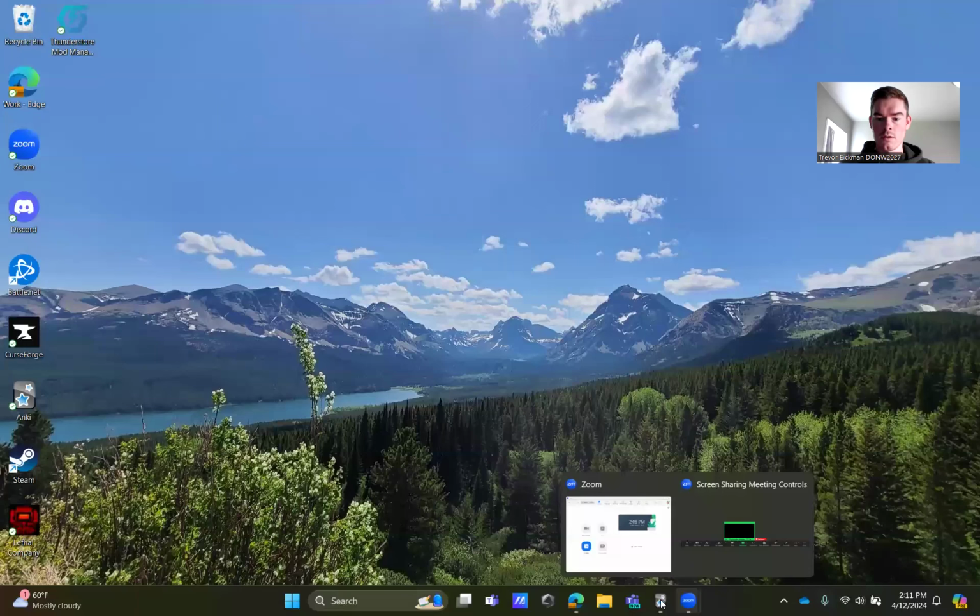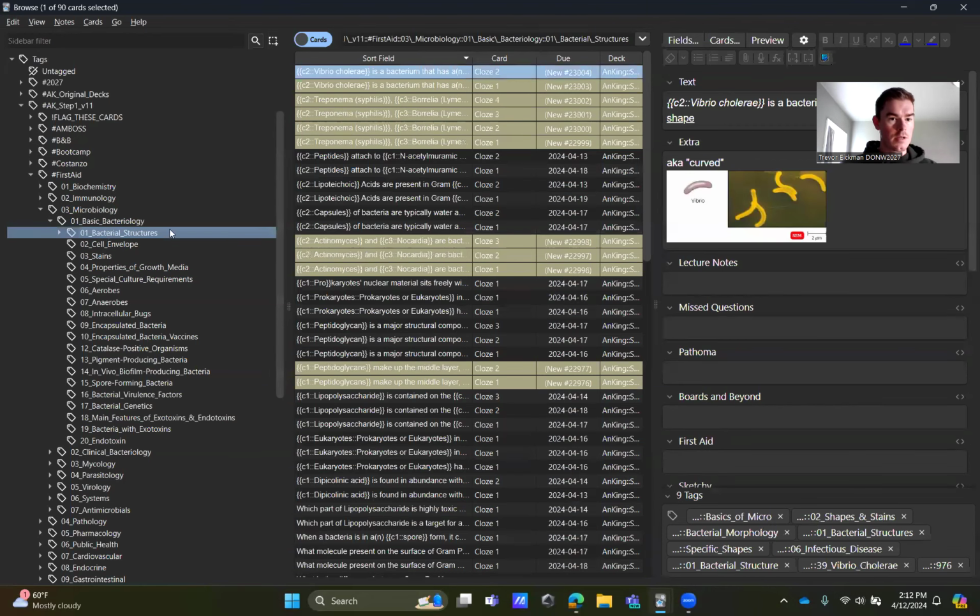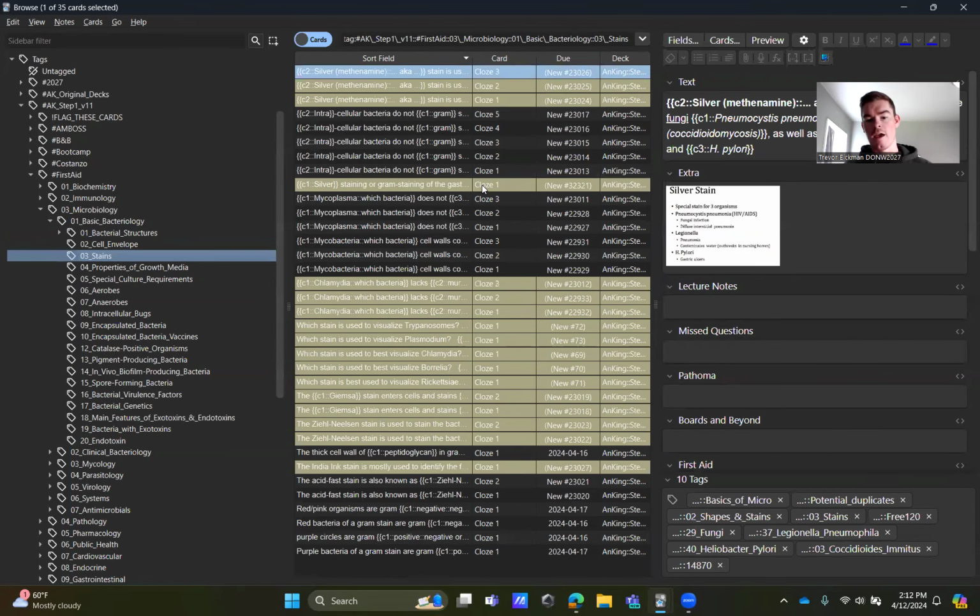Share my screen here. All right, so today we're just going to be in one spot. We're going to be in microbiology under First Aid, under basic bacteriology, in bacterial structures. We're going to start here at stains. Everything that you see with a new here is a new card. There's going to be a lot of scrolling because there aren't a lot of subsections I can break down in these lower categories, but we'll try to take it slow.